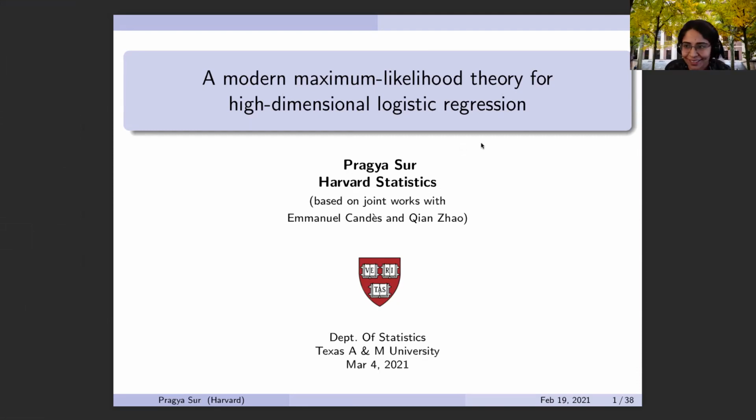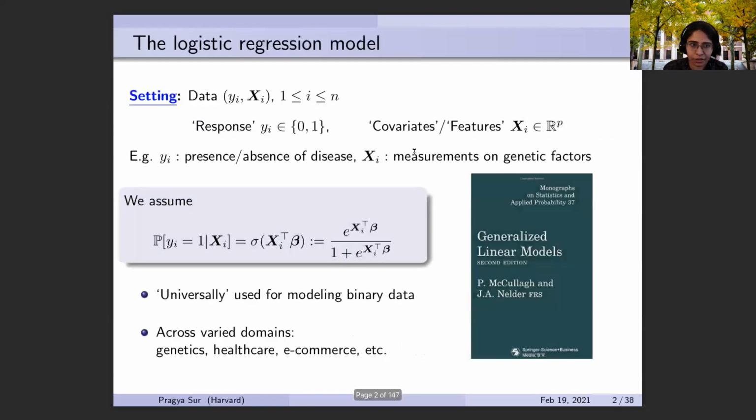Thank you so much for the kind introduction, and thanks a lot for the invitation to speak here. Although at this point it can only happen virtually, I'm very happy to be here. This is based on a couple of works. One of them is joint work with Emmanuel Candes, and the other one is joint work with Emmanuel Candes and Shen Zhao.